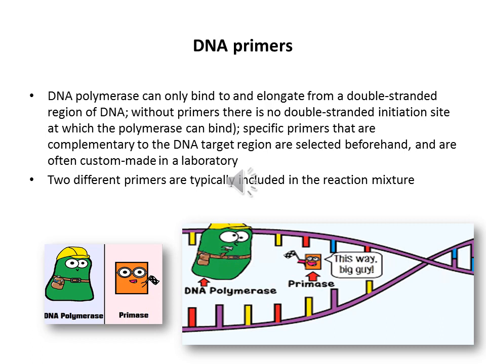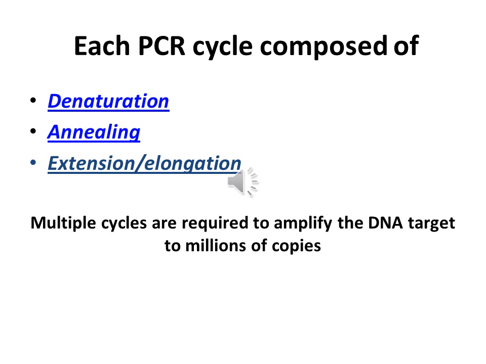DNA polymerase can only bind to a double-stranded region of DNA. Primers hybridize with a target DNA and mark an initiation site for DNA polymerase to bind. Each PCR cycle includes denaturation, annealing, and extension or elongation.